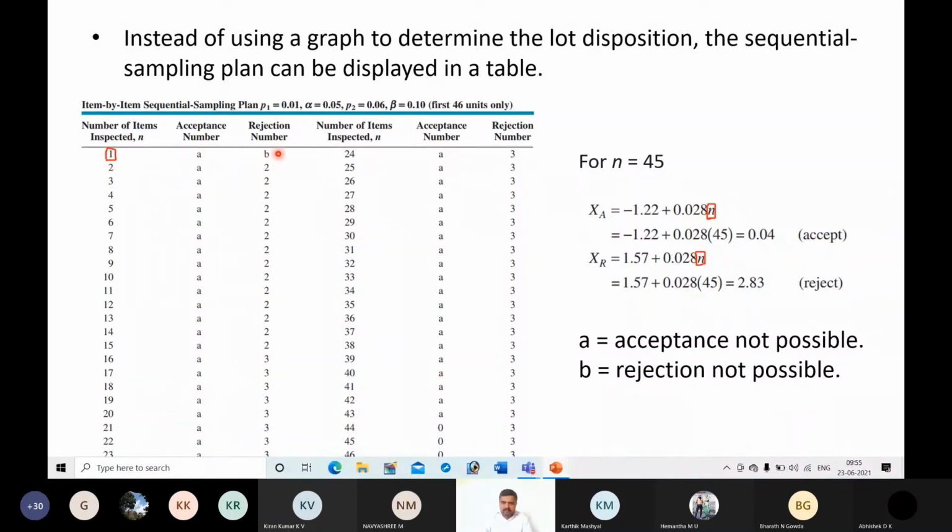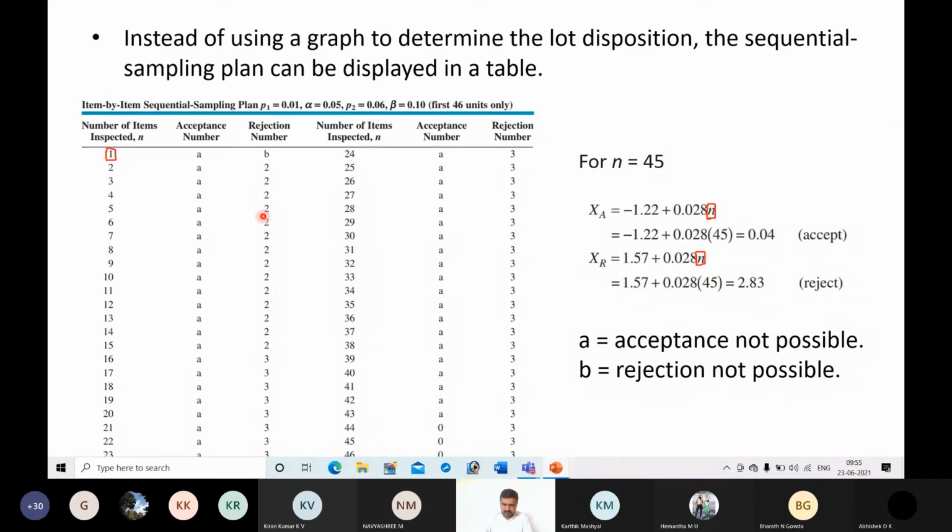Next, if you substitute n as 2, once again you will get almost 1.59 something, which will be rounded off to 2. Out of 2, if there are 2 defectives, you can reject. 2 or more, you will reject. Next, for 3 also, out of 3, if 2 are defective, you will reject the lot. Like that, if you substitute n values into this equation, you will get the rejection number.